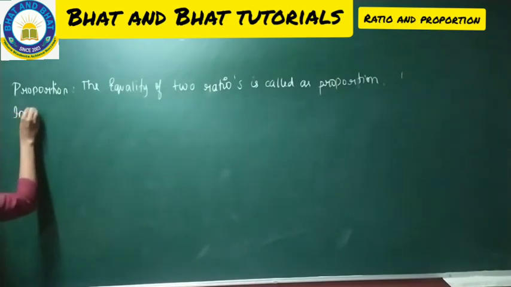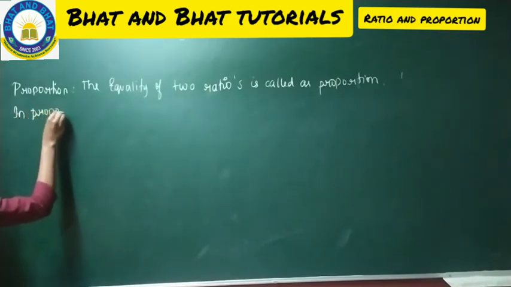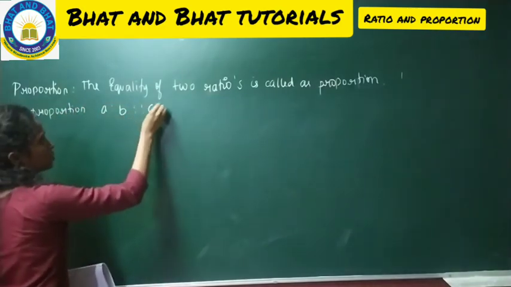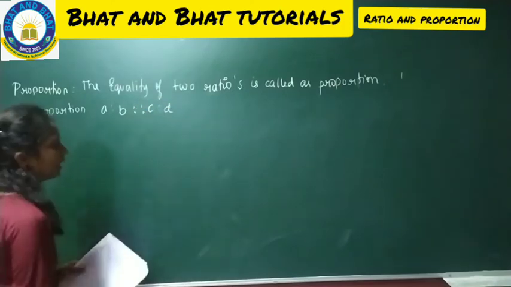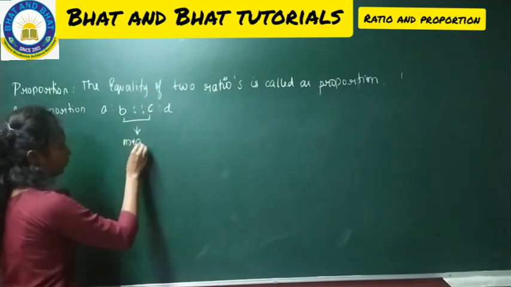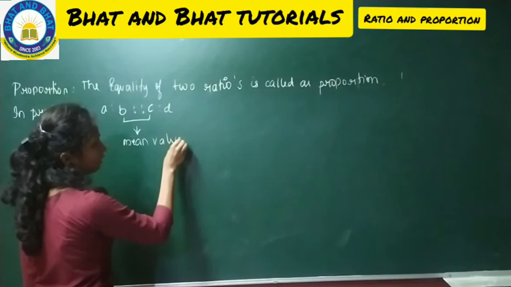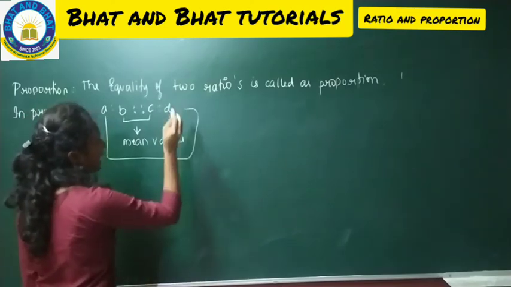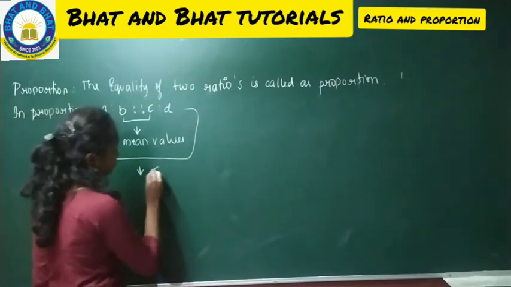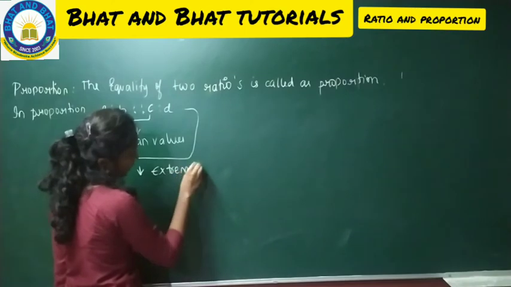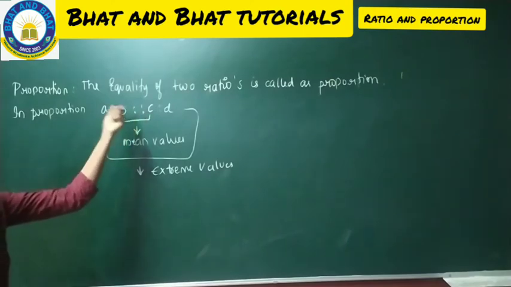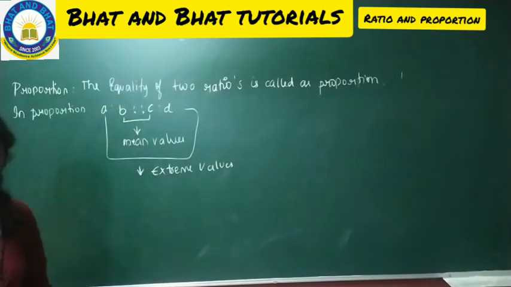So in proportion, that is A is to B double colon C is to D. Here B and C are what? Mean values, that is what we are going to call them. Whereas A and D, we are going to call them extreme values. So mean values are B and C, and the extreme values are A and D.